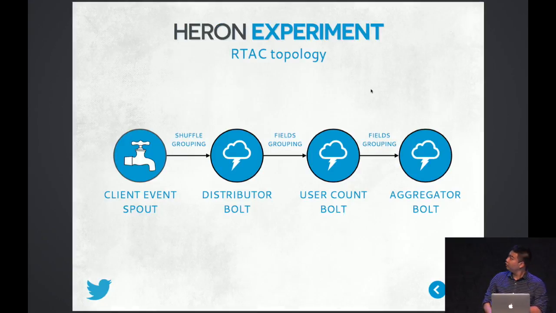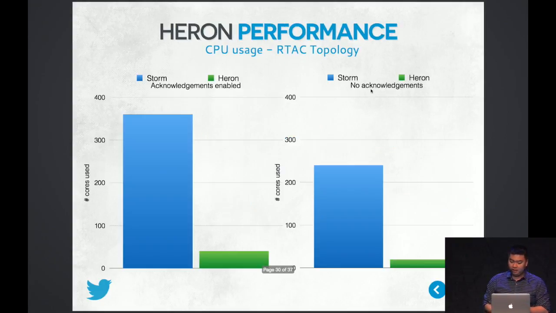So this is another Heron experiment because earlier we open sourced Storm and we relied heavily on Storm and we replaced Storm with Heron. And this is a job we did. And this is the comparison between Heron and Storm. As you can see, we achieved huge improvement and we reduced a lot of resource consumption after we migrated to Heron.